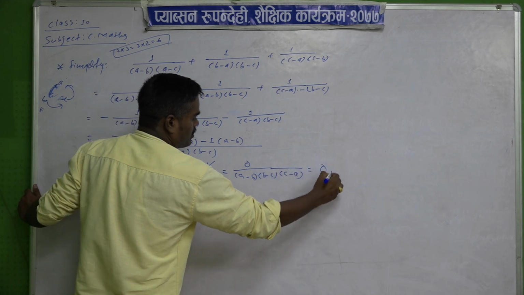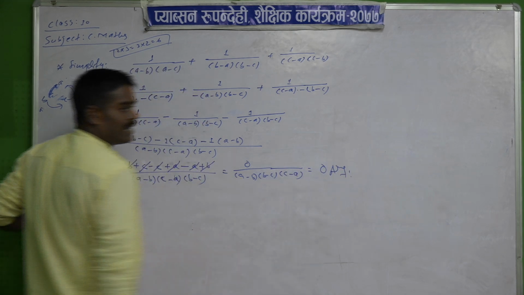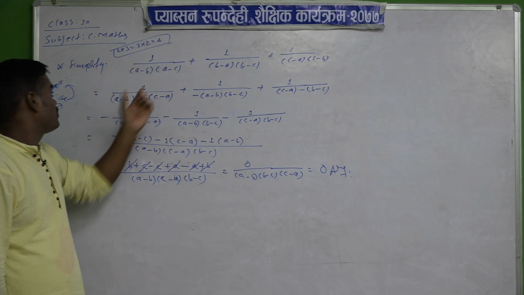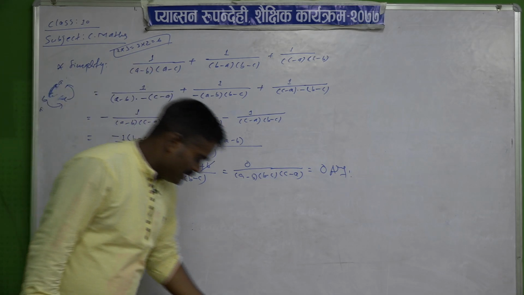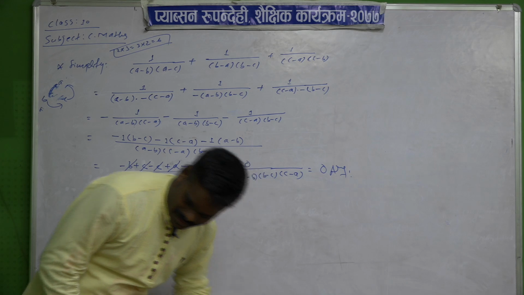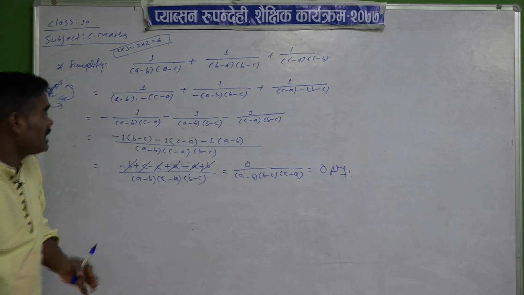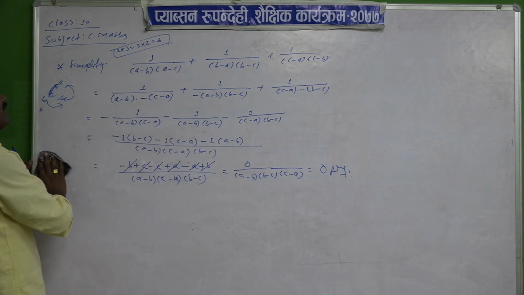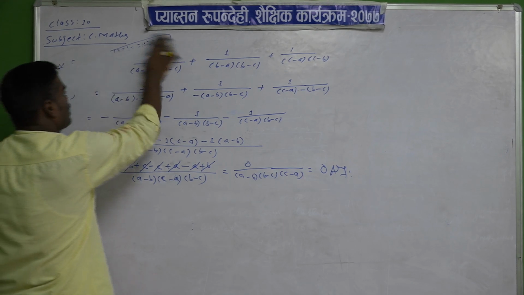0 upon something means what? 0. So this is the answer. So firstly you have to write in the form of cyclic order, and then after you have to take the LCM. So this is the answer. So now let us move to the next question.